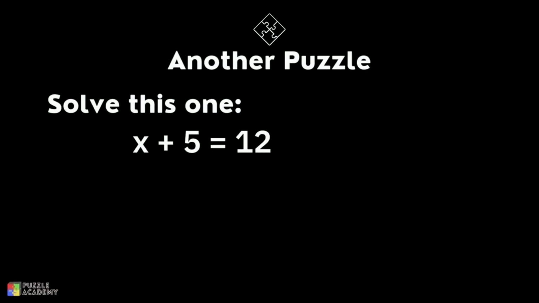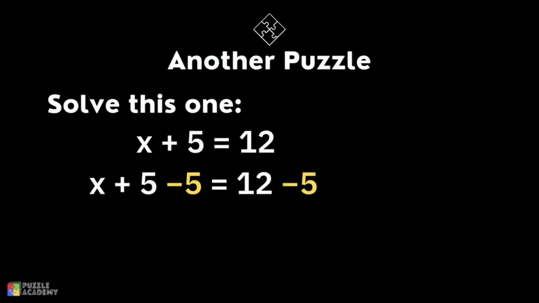Let us solve this one. X plus 5 is equal to 12. What we want is an answer like X is equal to something, right? But the positive 5 is in the way of that. We can cancel out the positive 5 with a negative 5 because 5 minus 5 is equal to 0. So, let us have a go at subtracting 5 from both sides. X plus 5 minus 5 equals 12 minus 5.